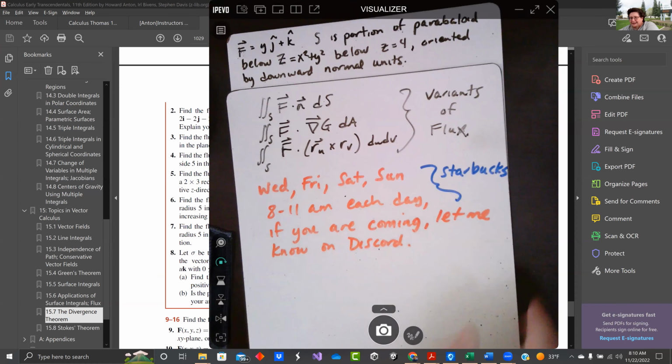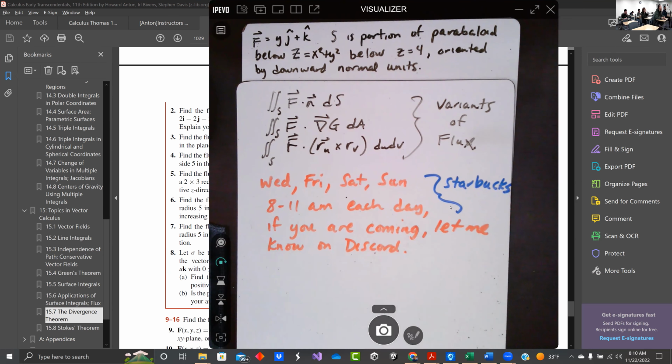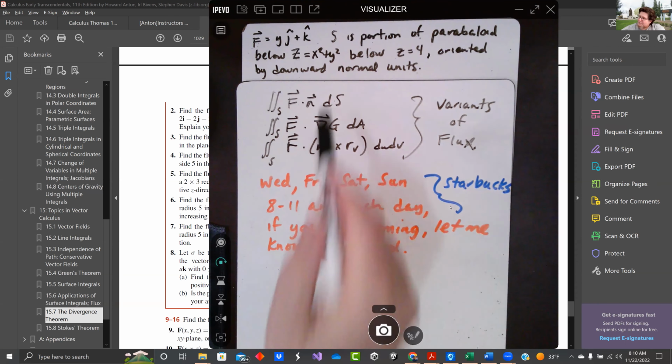Hey everybody, it's the day before Thanksgiving break starts. This is 15.6 flux we're working on. These are the equations we've been using.